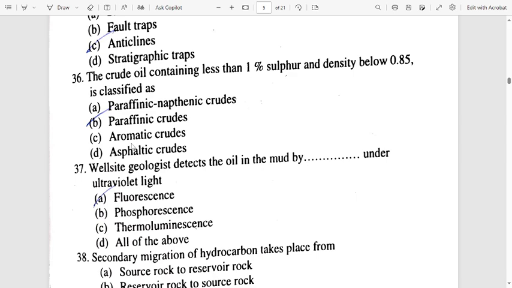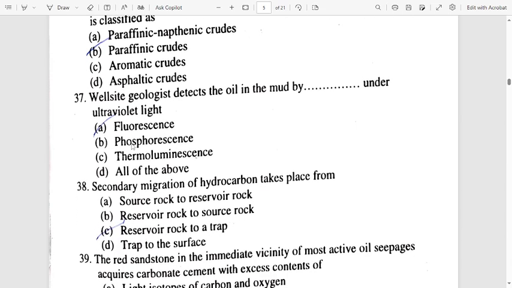Well-site geologists detect the oil in the mud by fluorescence under ultraviolet light. Secondary migration of hydrocarbon takes place from reservoir to trap. Reservoir to trap is a secondary migration. Primary migration is source rock to reservoir rock.